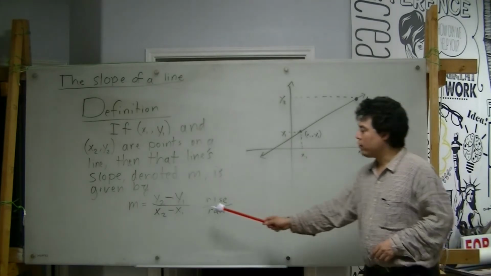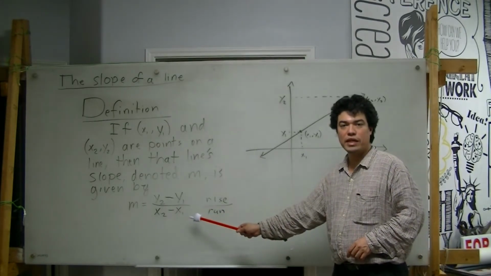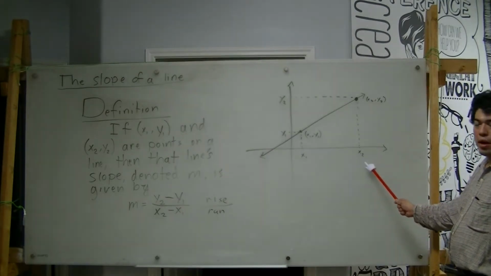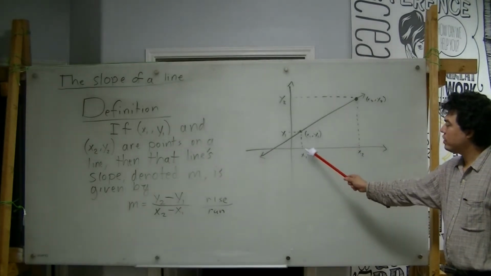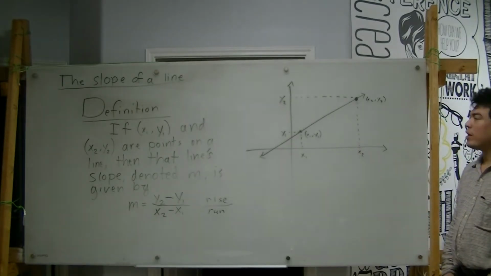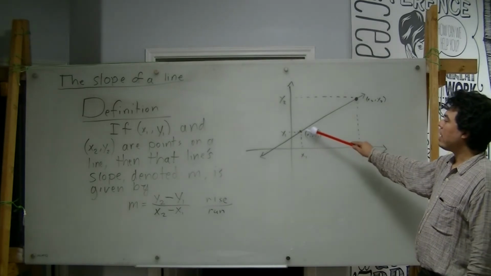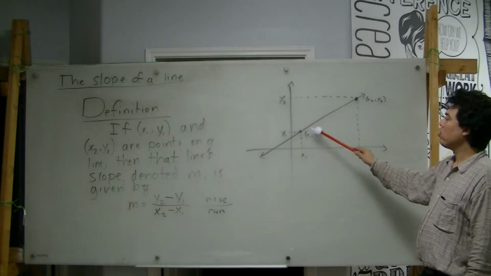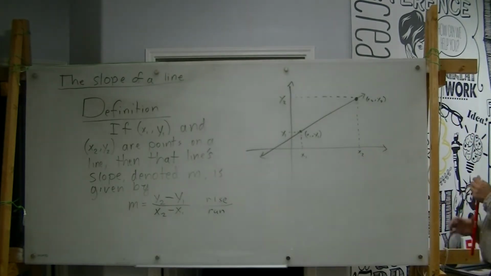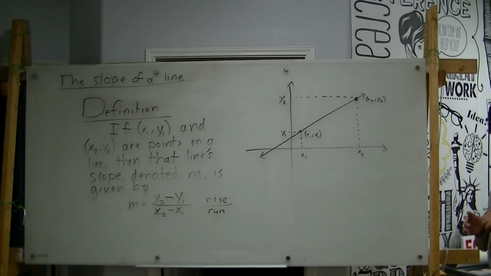And on the other hand, if we look at the denominator, the x2 minus the x1, well, what does that give us? That would give us this number minus this number, or in other words, this distance from here to here. And so what we see is that the slope compares how much the line goes up vertically to how much it goes horizontally. So now let's think about that for a moment. The slope compares how much the line rises to how much it goes horizontally.